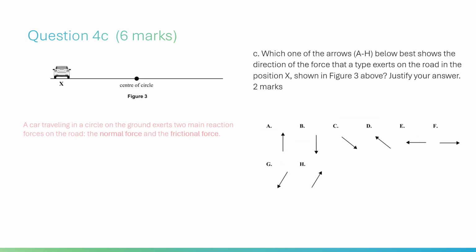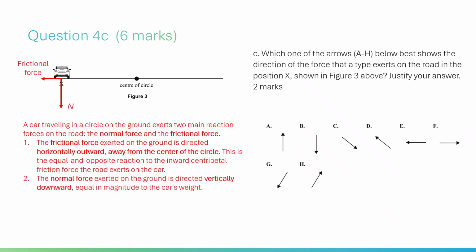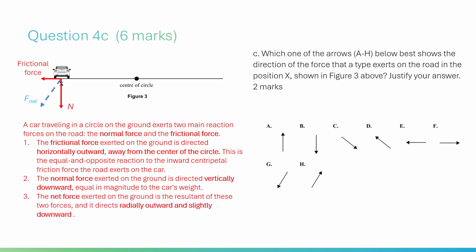A car traveling in a circle on the ground exerts two main reaction forces on the road: the normal force and the frictional force. The frictional force exerted on the ground is directed horizontally outward, away from the center of the circle. This is the equal and opposite reaction to the inward centripetal friction force the road exerts on the car. The normal force exerted on the ground is directed vertically downward, equal in magnitude to the car's weight. The net force exerted on the ground is the resultant of these two forces, and it directs radially outward and slightly downward.